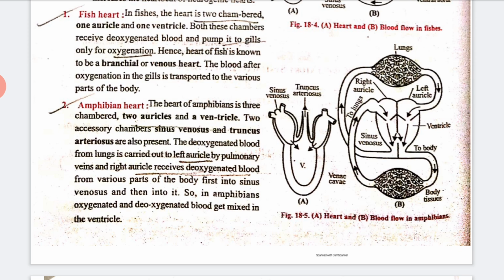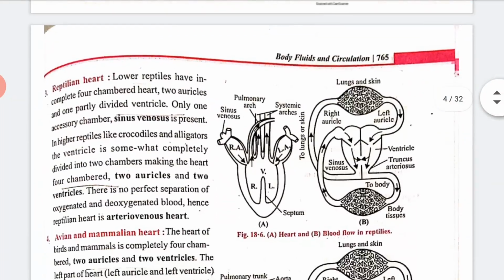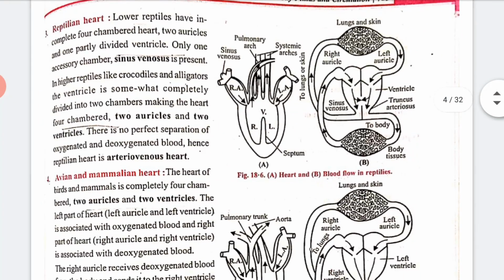Okay, so in amphibians, oxygenated and deoxygenated blood get mixed in the ventricle. Clear? Now next we have the reptilian heart. You can see the picture given here. Now, in reptiles, which type of heart is found?